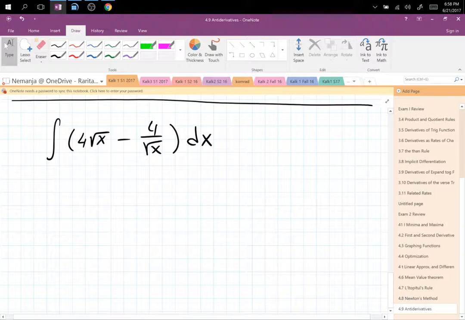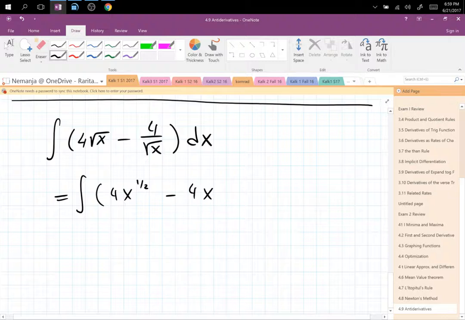Six x 3 over 2 minus 2x to 1/2. I'd say so. Nice. The first order of business is to rewrite this so that we can deal with exponents easier. So integral of 4x to the 1/2 minus 4x to the negative 1/2. So that would be the first thing to do.